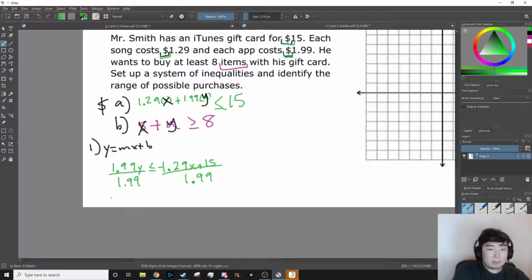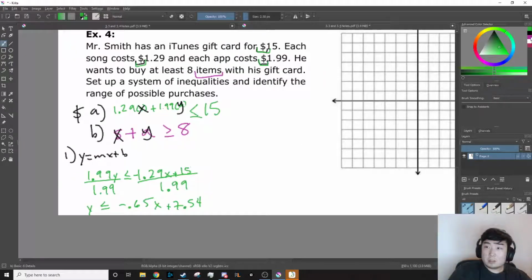This turns out to be y is less than or equal to negative 0.65x plus 7.54. This is inequality A. So inequality B is going to be, well, let's rewrite it first. x plus y is greater than or equal to 8. So subtract x on both sides. So y is greater than or equal to negative x plus 8.